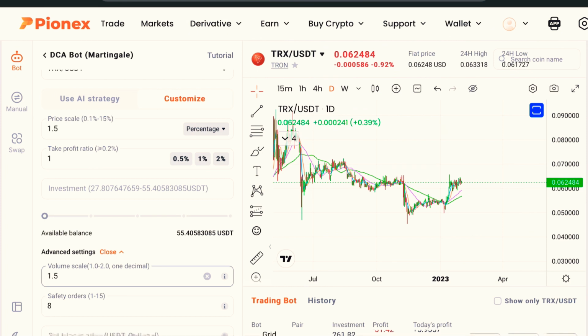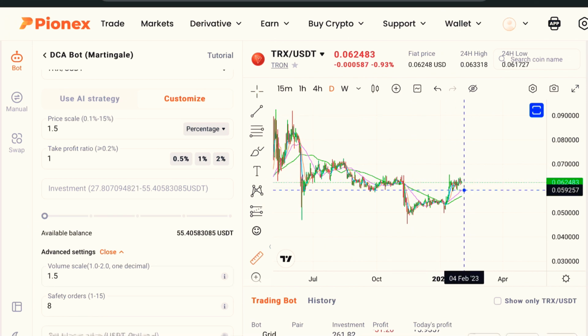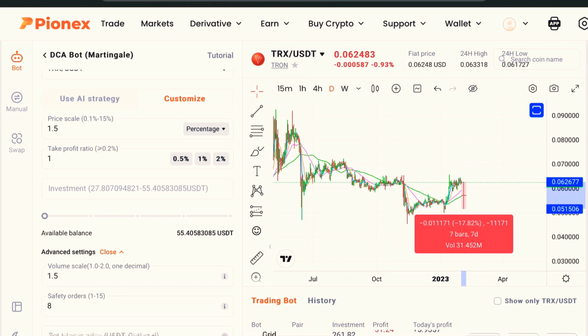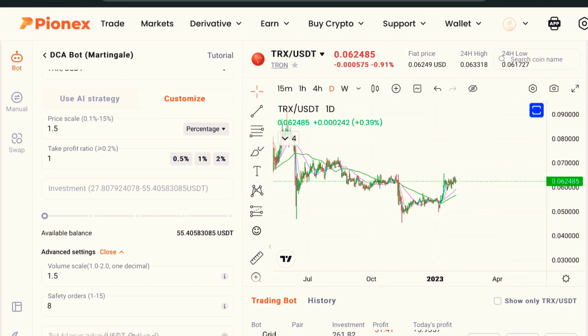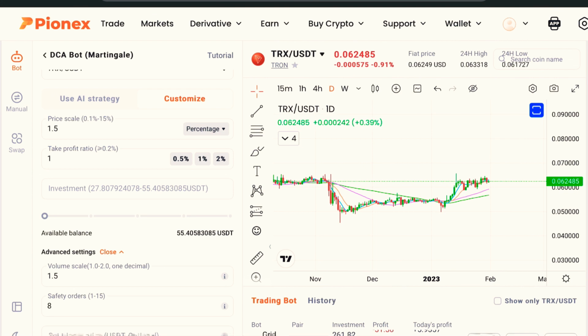I would strongly advise taking a conservative move, especially at this point, because our downside now is about 21%. So let's see how many safety orders we can tolerate. How we can do that is by multiplying 1.5 by 8. That 1.5 comes from the price scale, which is a 1.5% drop of price, and the number of orders is 8. So 8 times 1.5 is about 12%. So we can tolerate about a 12% drop in this market here.